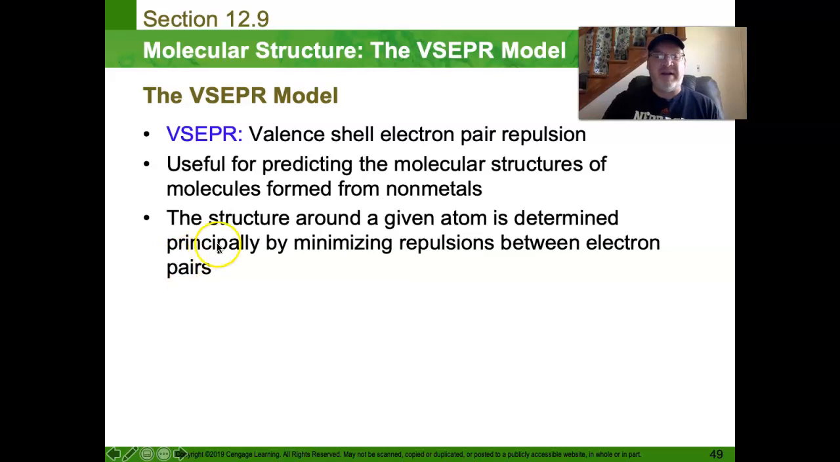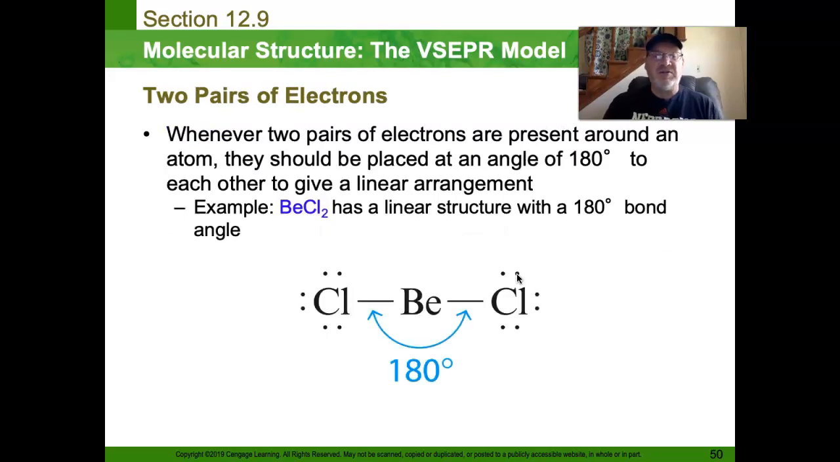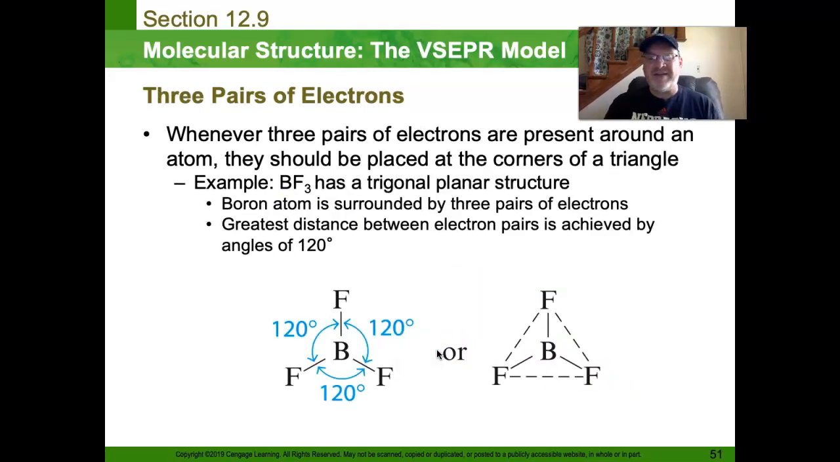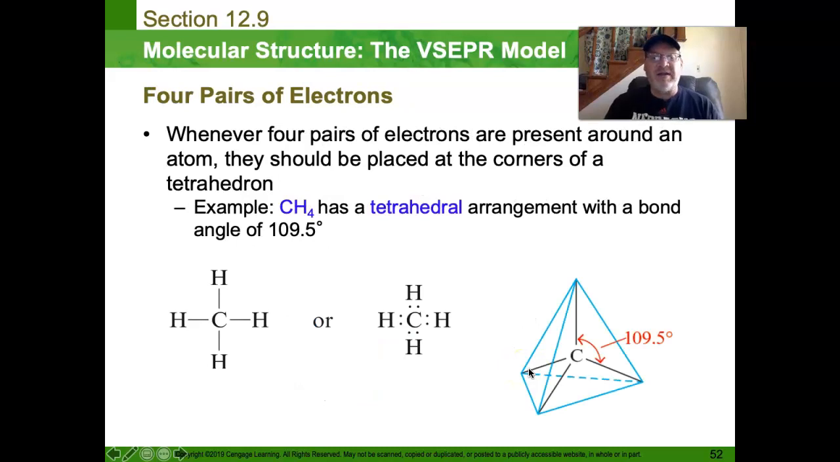And I like this statement here. The structure around the given atom is determined by minimizing repulsions between the electron pairs. We want to get the electron pairs as far apart from each other as possible. So if you have two pairs of electrons, the farther apart you can get them, 180 degrees. If we have three pairs of electrons in that central atom, the farthest we can get them, 120 degrees. There's that trigonal planar. And with four electron pairs, instead of looking like a square, it's actually a tetrahedral. You get 109.5 degrees in the angle.